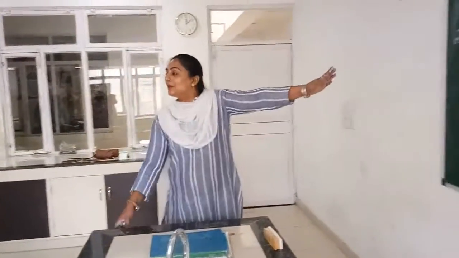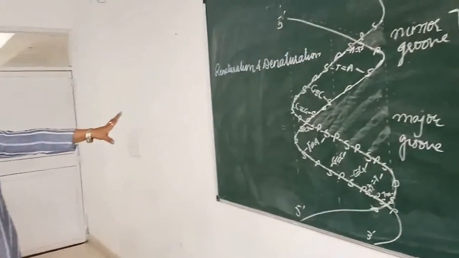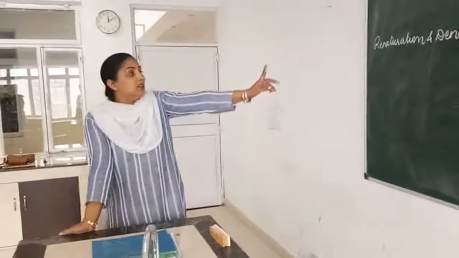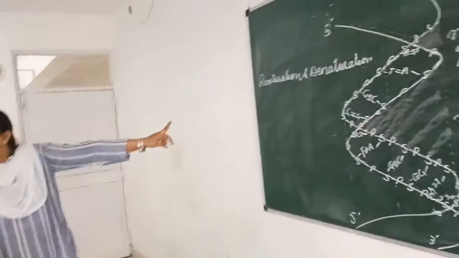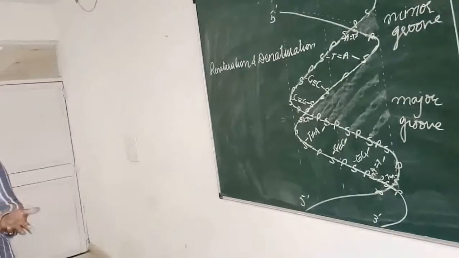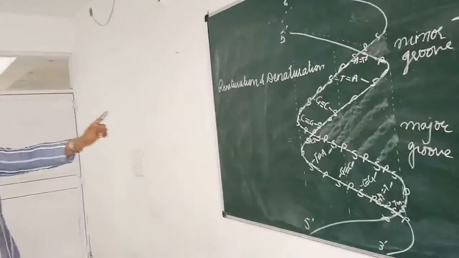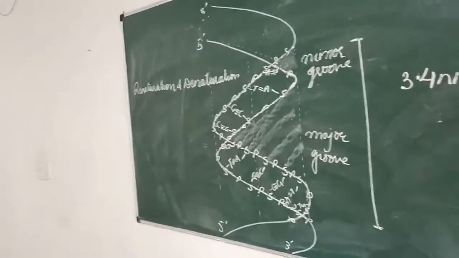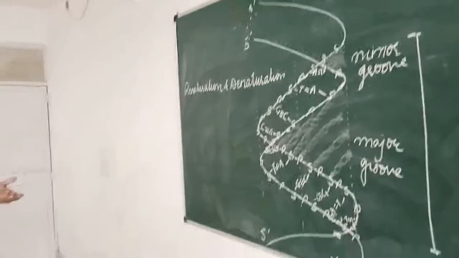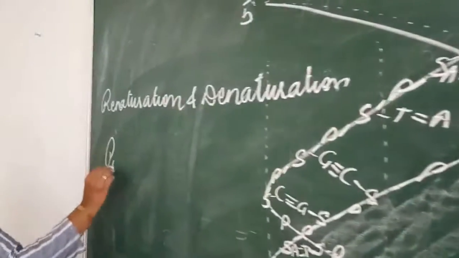This is the difference in DNA. Whenever heated at high temperature, it breaks down its bonds. It is not in its own position, it is not in its shape. That is known as denaturation. Again on cooling, it regains its original position. That is known as renaturation. On heating it is denatured, and again on cooling, it comes back to its original position. That is renaturation.